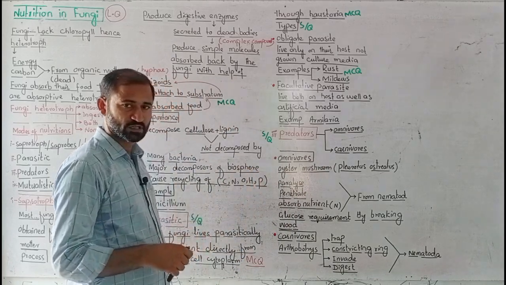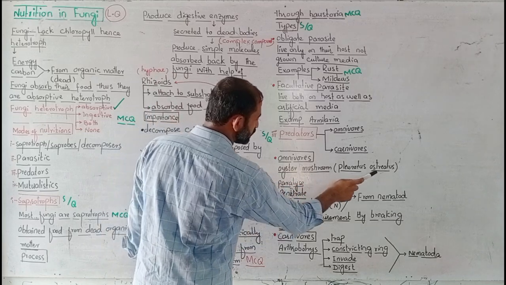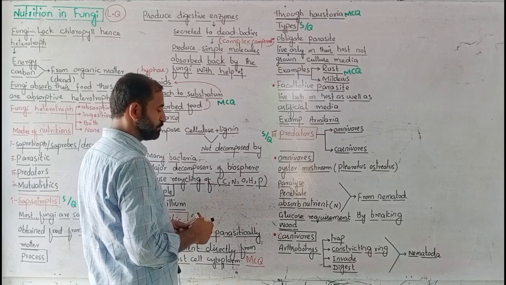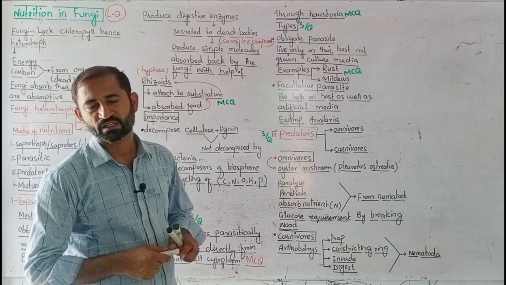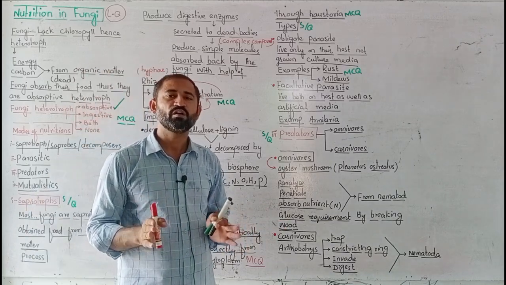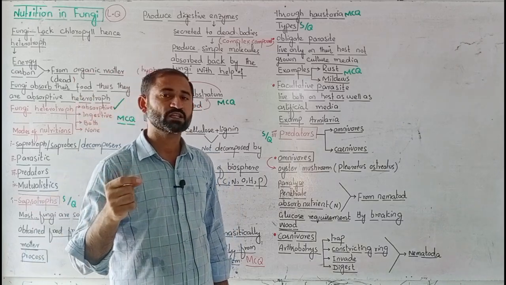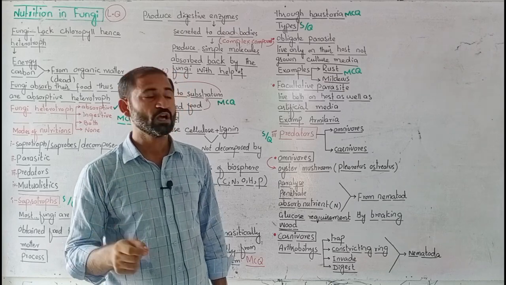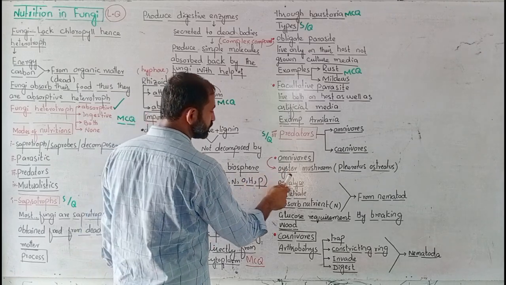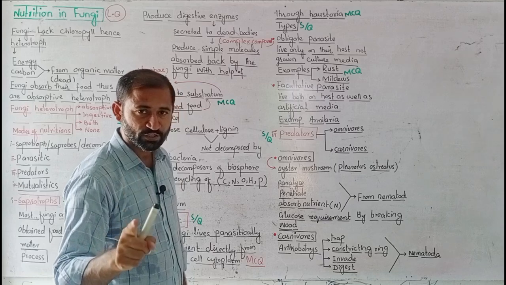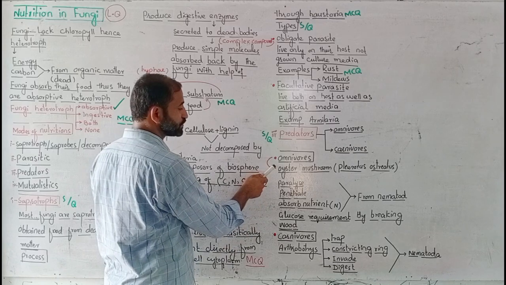First one is omnivores. What are omnivores? Omnivore example is oyster mushroom, Pleurotus ostreatus. Now, one point to make clear: in some old textbooks there is a mistake that says Arthrobotrys is omnivore, but it is wrong. Arthrobotrys is not omnivore, that is carnivore, but oyster mushroom is omnivore.